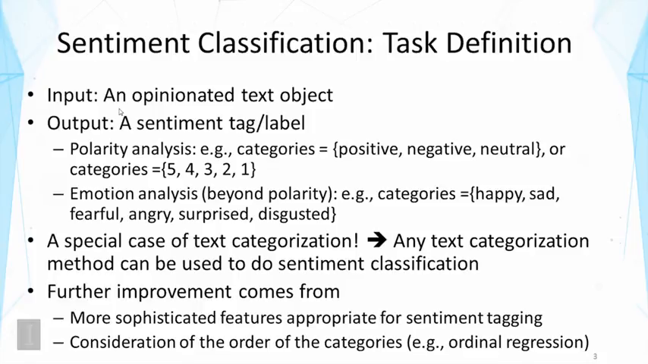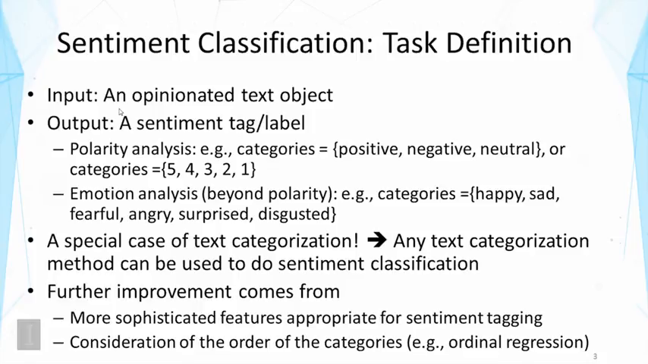So as you can see, the task is essentially a classification or categorization task, as we have seen before. So it's a special case of text categorization. This also means any text categorization method can be used to do sentiment classification. Now, of course, if you just do that, the accuracy may not be good, because sentiment classification does require some improvement over a regular or simple text categorization technique. In particular, it needs 2 kinds of improvements.